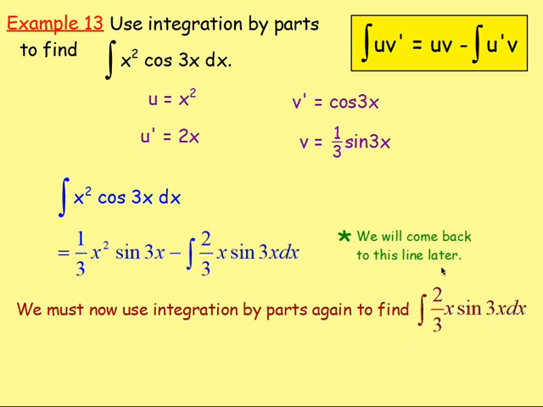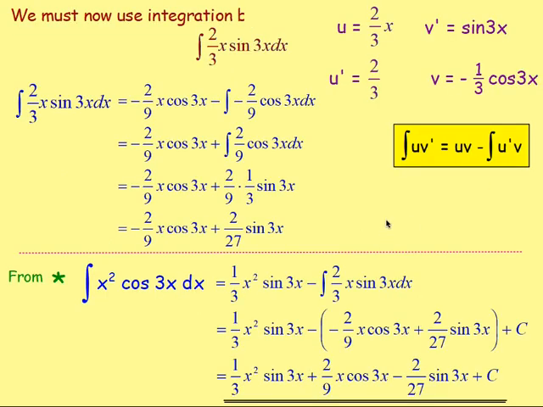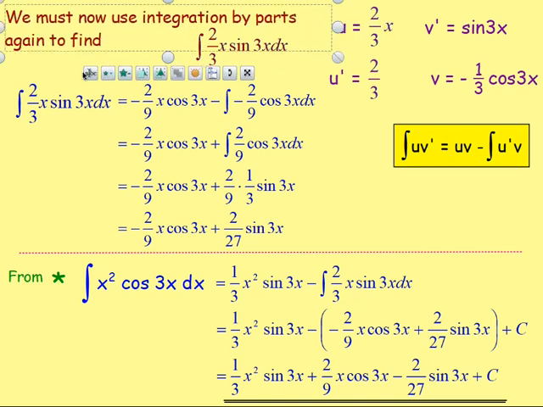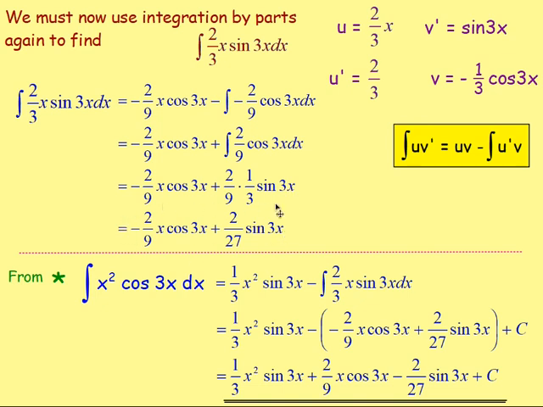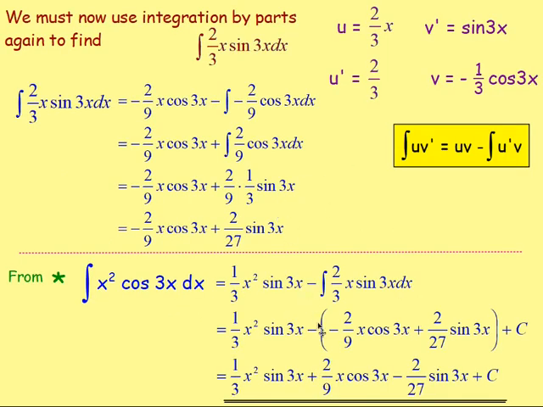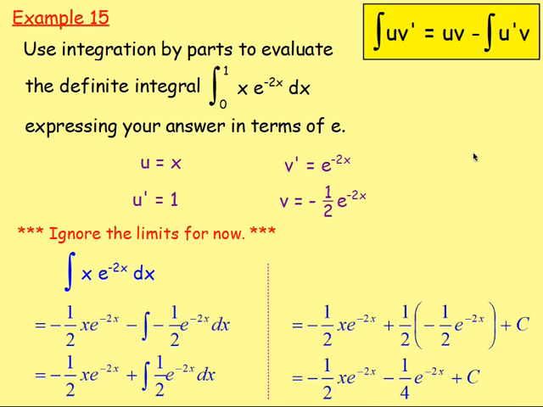So again, you would go to the side and you would integrate 2 over 3 x times sine 3x. Do that, and if you work that out, that will give you this answer here, and you can sub that into that previous line. So we can go back there and then we can sub that in. Again, if you want this explained in more detail, look back to that lesson.